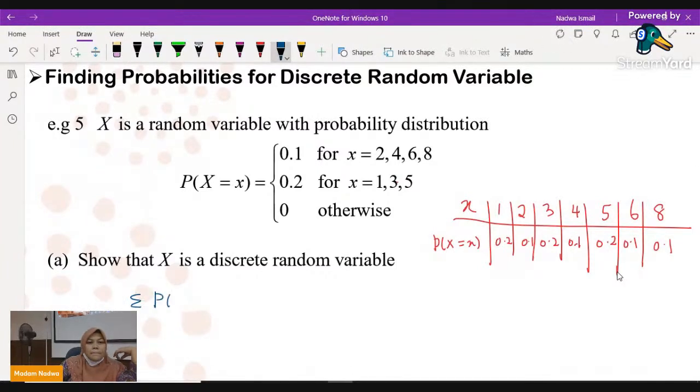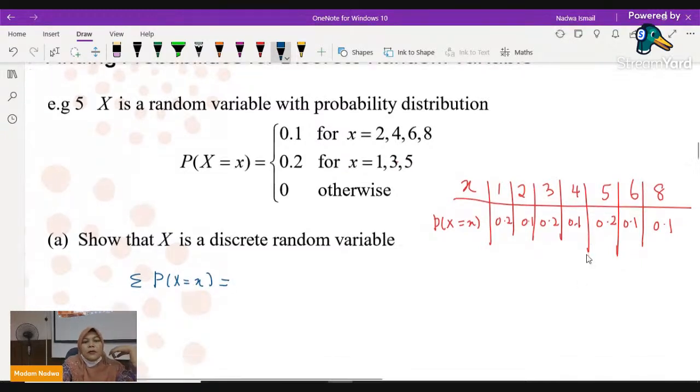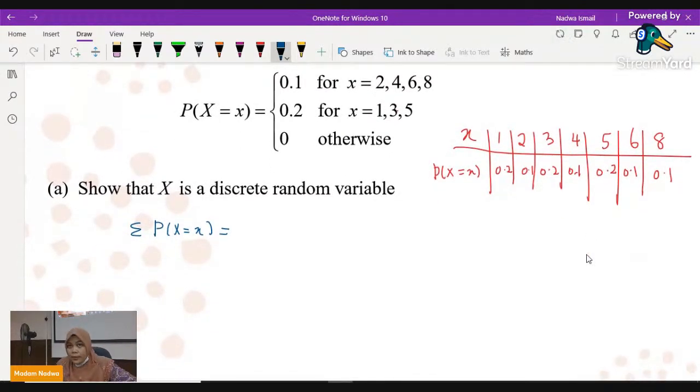of probability mesti equals to berapa? Summation of our probability must be equals to 1. Untuk bagi tahu bahawa this is the correct random variable. So kita pun kira lah 0.2 plus 0.1 plus 0.2 plus 0.1 plus 0.2 plus 0.1 plus 0.1. Dapat tak? 1. Dapat kira 0.2 ada 3 kali. So dapat 0.6. 0.1 ada 4 kali. 0.4. 0.6 plus 0.4 dapatlah 1. Okay, dah satu syarat kita satisfy.